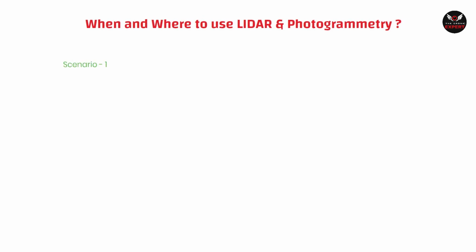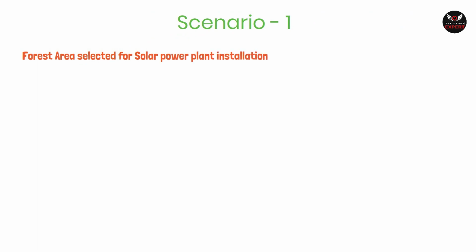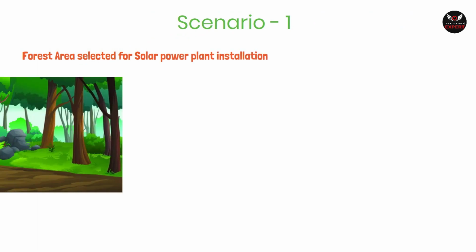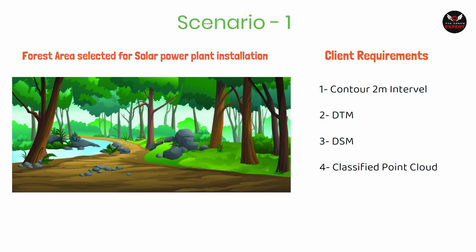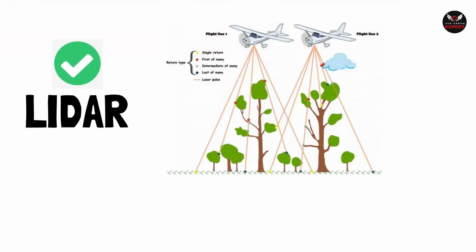Let's consider scenario 1. A project site survey for a solar power plant installation requiring contour map with 2-meter intervals, digital terrain model, digital surface model, and a classified point cloud. LiDAR is preferable in forested area due to its ability to penetrate dense vegetation and provide accurate results.